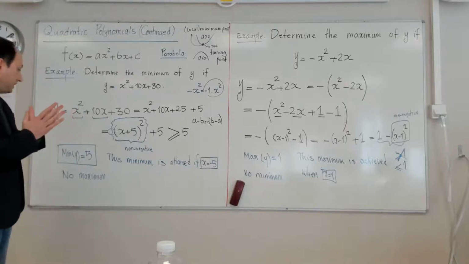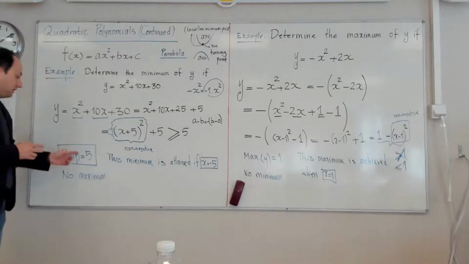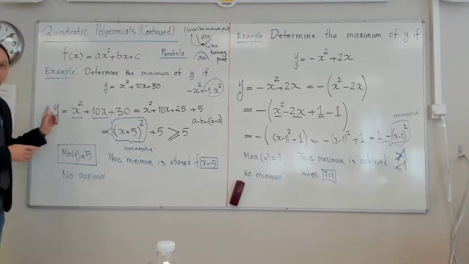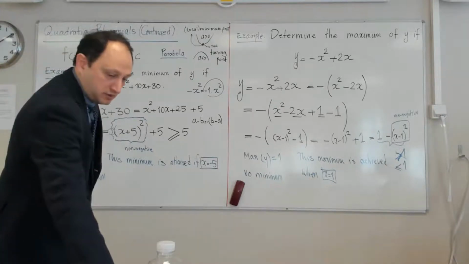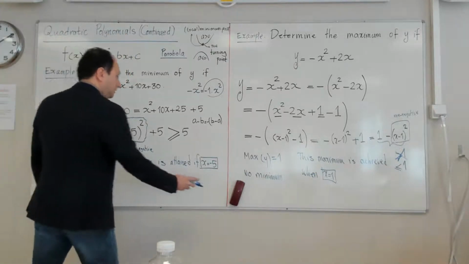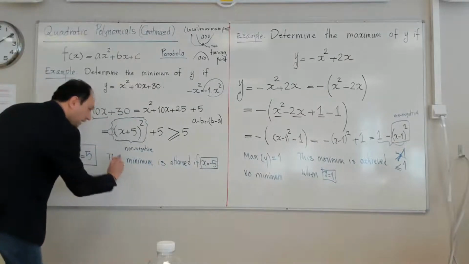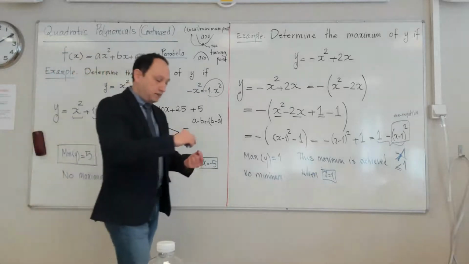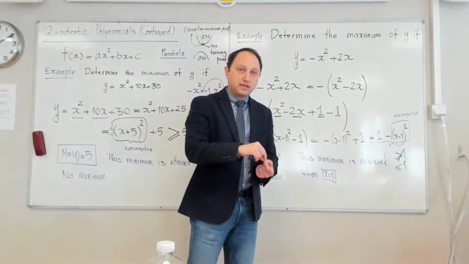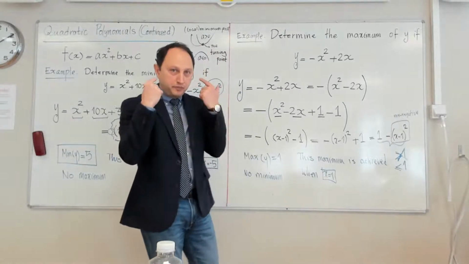Okay, let me ask you something. Can you tell me what is the turning point of this function? So let me write it here. Turning point. Like value of 5. So turning point means point. When I talk about a point, I mean x coordinate together with the y coordinate in an ordered pair.